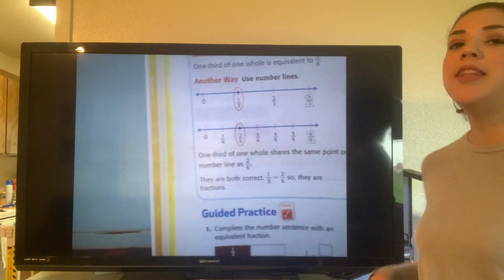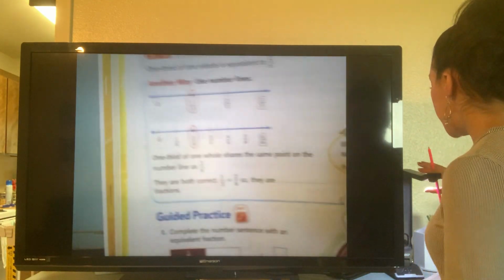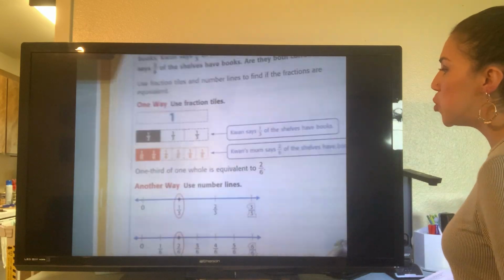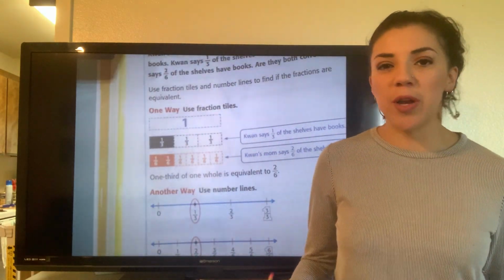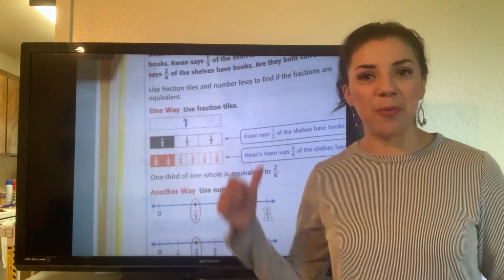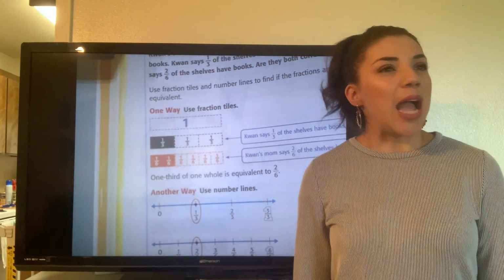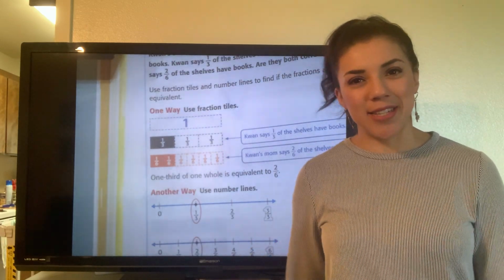So your math book is giving you different ways to do this. One way is to use fraction tiles, which you probably don't have. If we were in our classroom, I would have those fraction tiles for you guys. But you know what? I probably wouldn't have used the tortillas as an example.